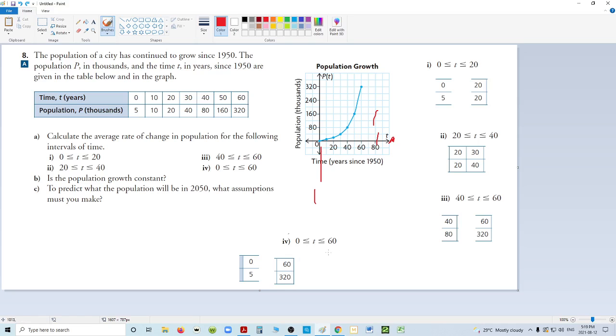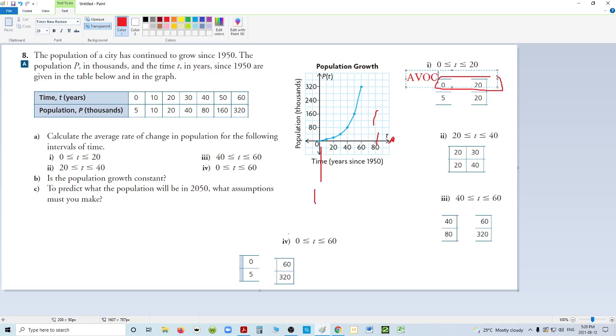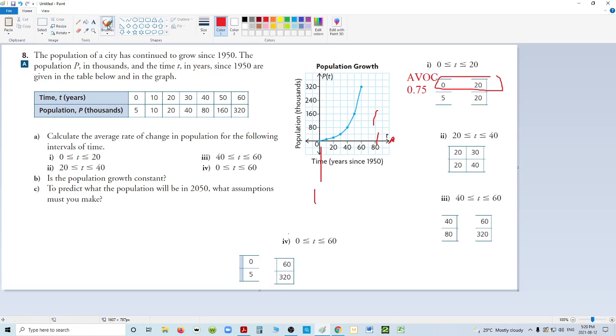But let's see, let's do the rate of change. So what's the first one? There's the first one. What's the delta x? 0 to 20, so delta x is 20. What's the delta y? 15. So you get 15 divided by 20, which is roughly 3/4. So the m is going to be 0.75. So the average rate of change here is going to be 0.75. So that's just delta y divided by delta x. There's your delta y, and the bottom is delta x.